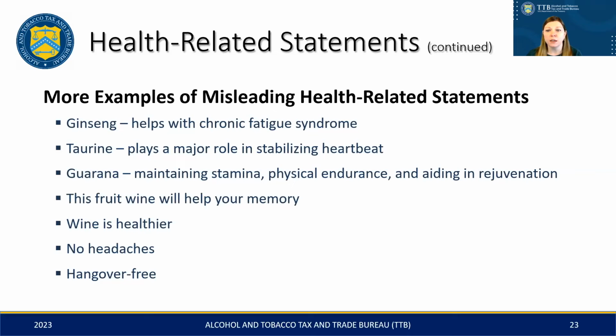Hangover free. When we review alcohol beverage advertising that includes health-related statements, we review them in totality to determine if, in context, they would tend to mislead consumers about the health effects of the product. With these particular examples that we provided, and in the particular context in which they were presented, we found them to be misleading health-related statements.